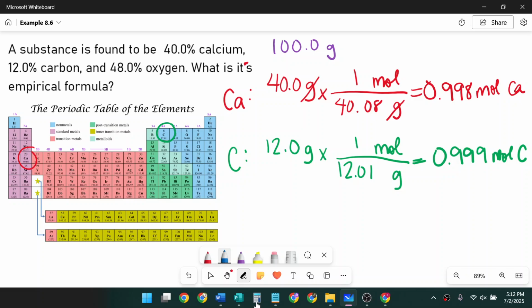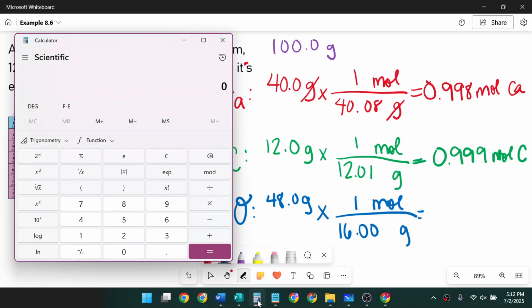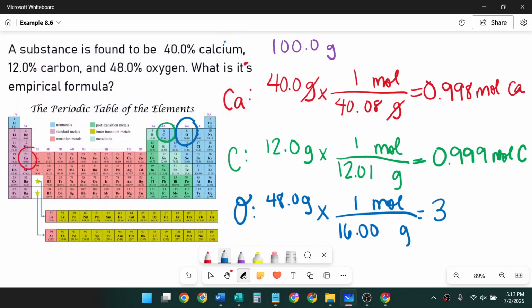All right, our last one is oxygen. That's right here. So again, pretending we have a 100-gram sample, that means 48.0 grams of it would be the oxygen. And for every 1 mole of oxygen, we have 16 grams. And again, we just divide to find how many moles of oxygen we have. I'm not really sure why I put that in the calculator. I knew what that was. All right, so 3, but we're going to call it 3.00 because 48.0 has 3 significant figures, so we need to still have 3 significant figures.